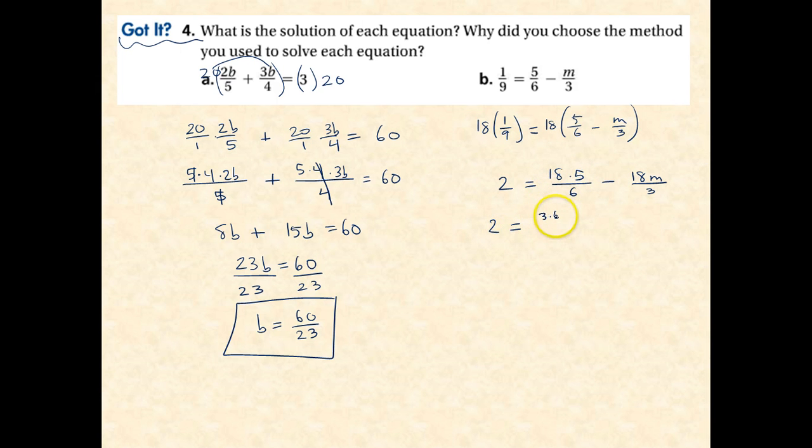18 is 3 times 6. 6's cancel. 18 is 3 times 6. Here the 3's will cancel, so I get 2 equals 3 times 5 is 15 minus, these 3's cancel out and we just have 6m. So look at my m. It's multiplied by a negative 6 and there's a positive 15 out front.